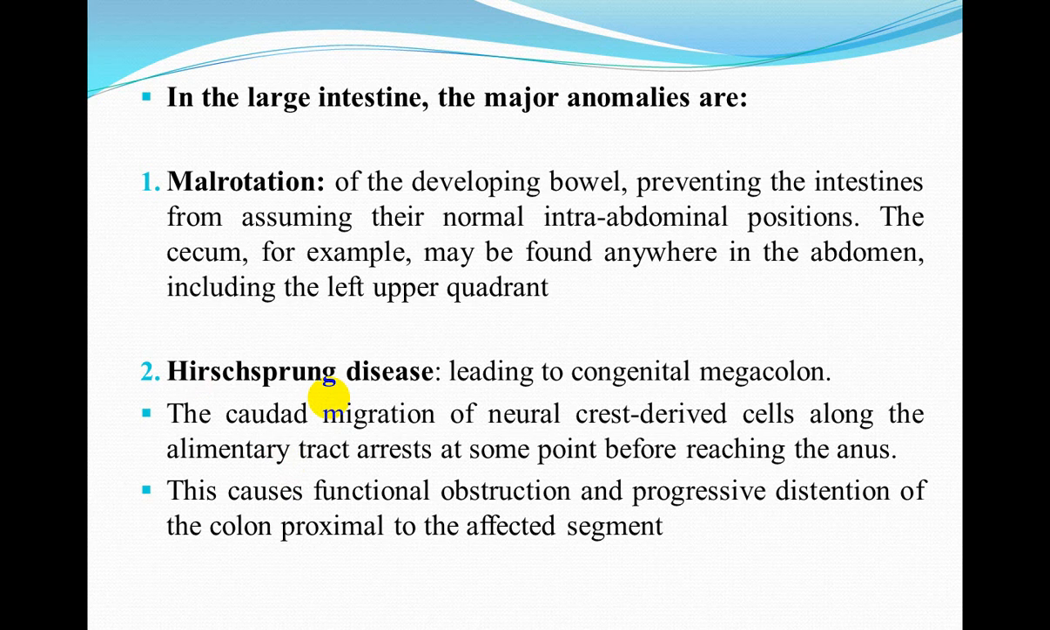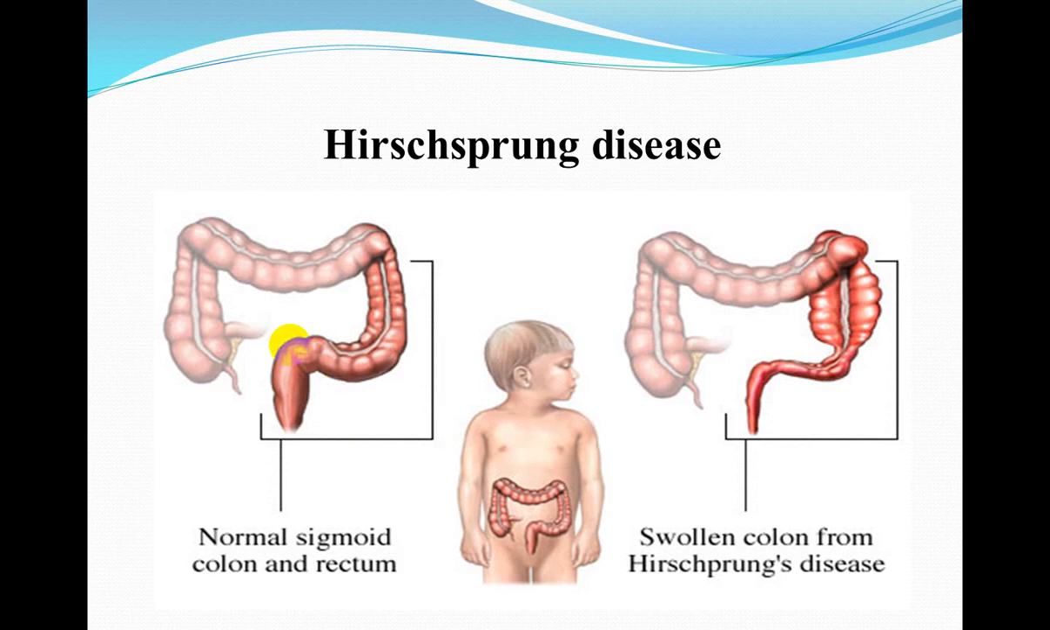This leaves a segment of large intestine, from the site where they are arrested to the anus, without any innervation. This will produce paralysis of this segment of intestine. For example, the neural crest in this example arrested near the portion of the sigmoid colon. Hence the segment from this point to the anus is paralyzed.